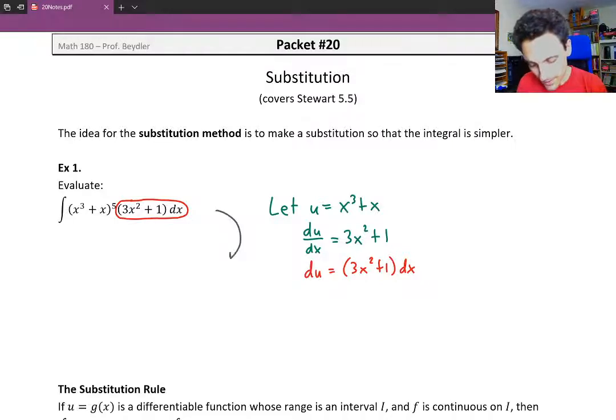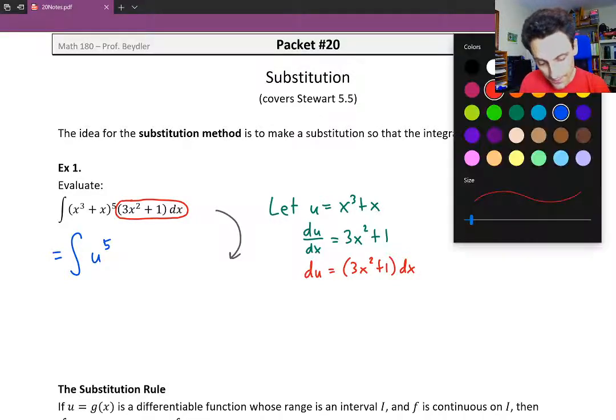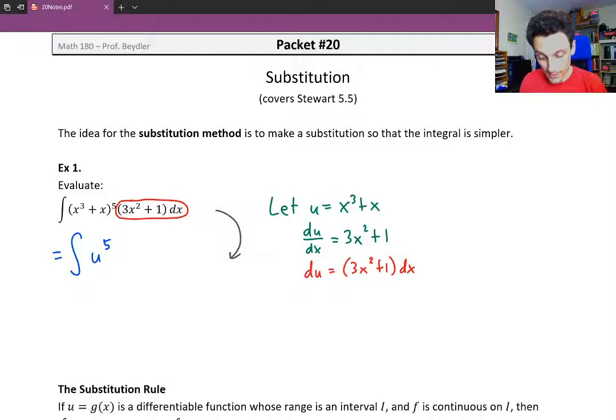So taking the next step, putting it all together, we have the integral of, now instead of x cubed plus x, we can replace that with u because we let u equal x cubed plus x. So we have u to the 5th. And then instead of the part that's circled in red, the 3x squared plus 1 dx, we're going to write du. What we get is a much simpler integral. We can figure this out.